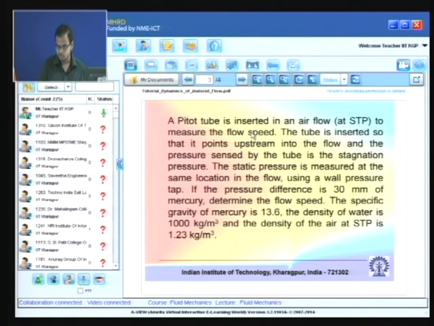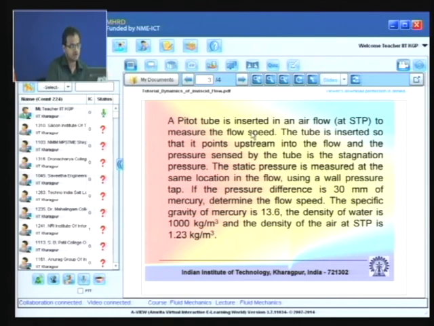We move on to the third question, which pertains to flow measurements. So, a pitot tube is inserted in an airflow at STP to measure the flow speed. The tube is inserted so that it points upstream into the flow, and the pressure sensed by the tube is the stagnation pressure. The static pressure is measured at the same location in the flow using a wall pressure tap. If the pressure difference is 30 millimeter of mercury, determine the flow speed.